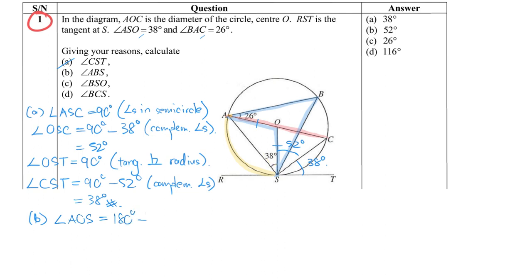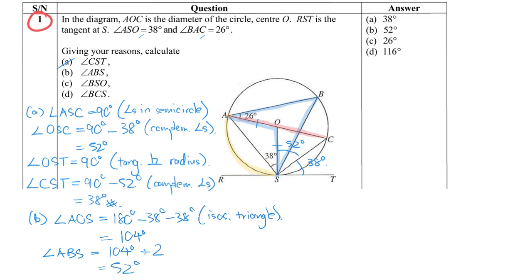So 180 minus 38 minus 38, which is 104, isosceles triangle. And therefore, angle ABS is half of that, 104 divided by 2, which is 52 degrees. Angle at center equals 2 angle at circumference.